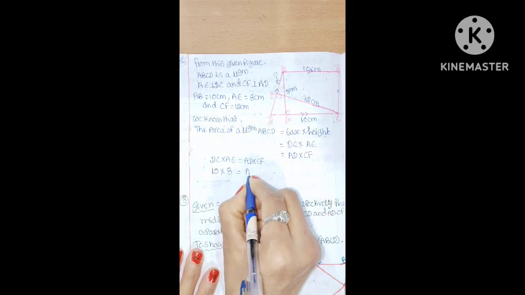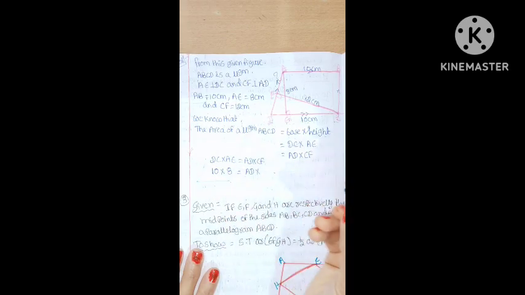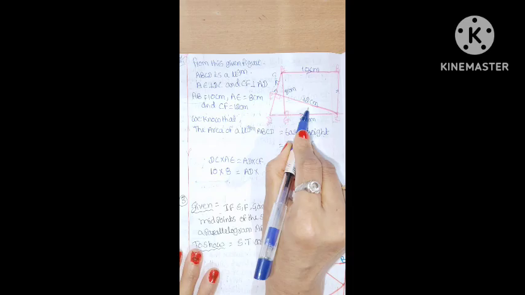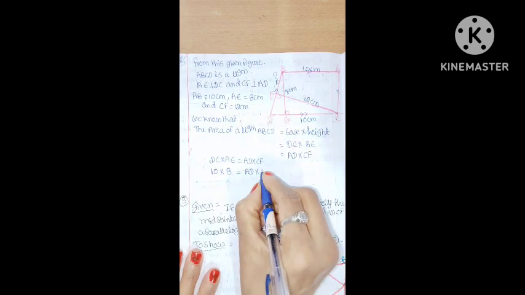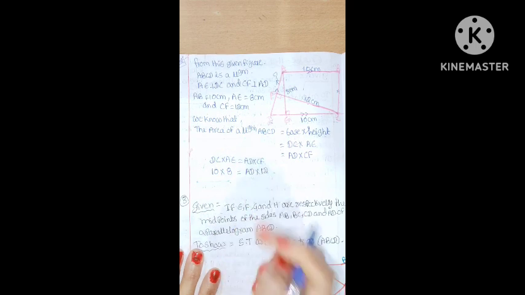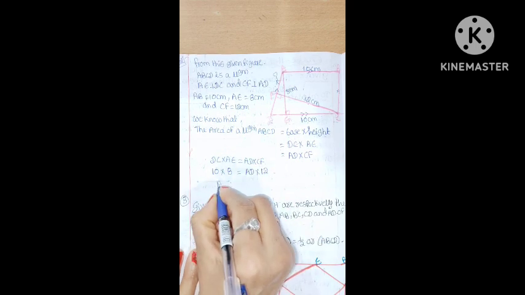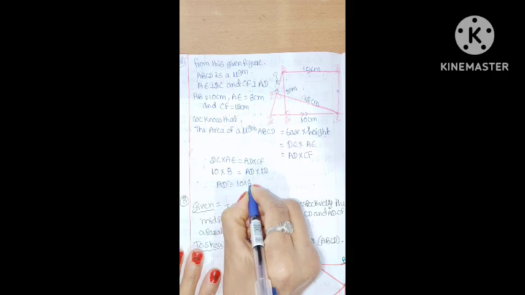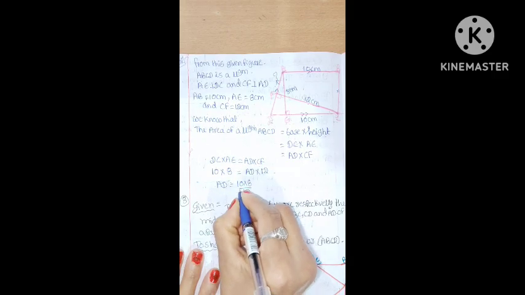Next AD, but you don't know the AD. Next CF. Do you know the CF value? It is given in the question, that is nothing but 12 centimeters. All of the values are substituted in the above formula. We will get the AD value. So AD equals 10 into 8 by 12.